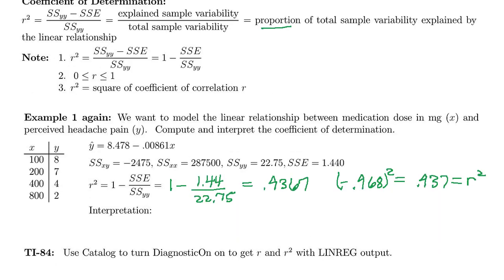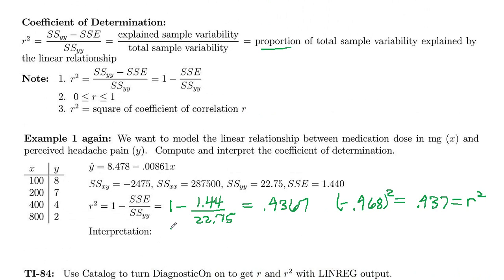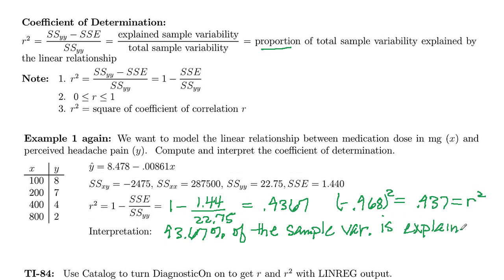So our interpretation here is that 93.67% of the sample variability is explained by the linear relationship between x and y.